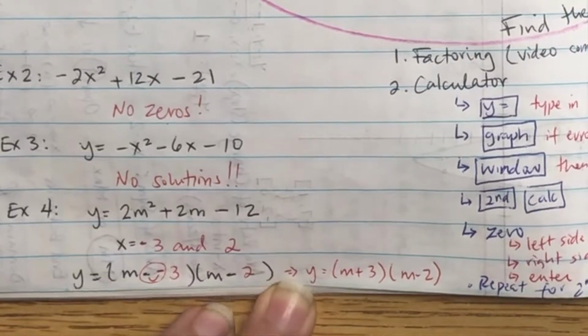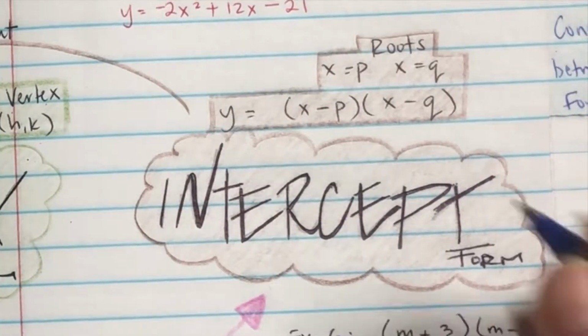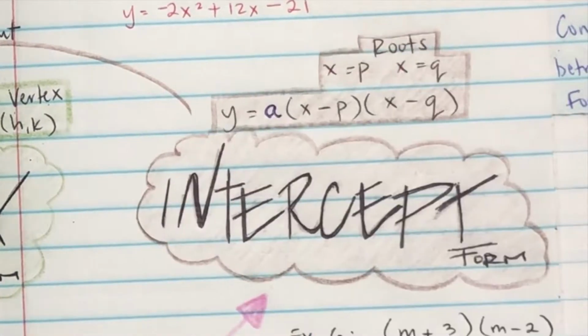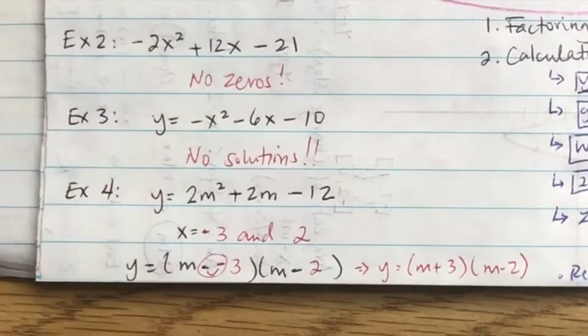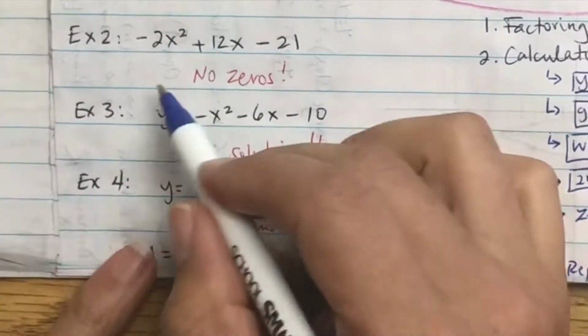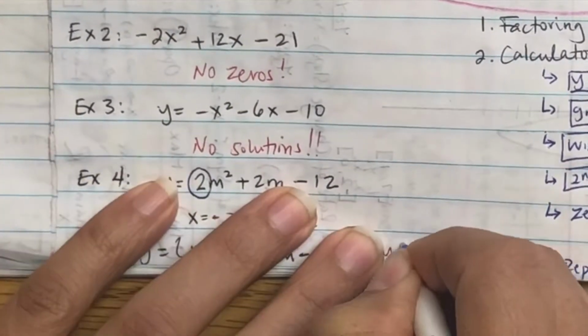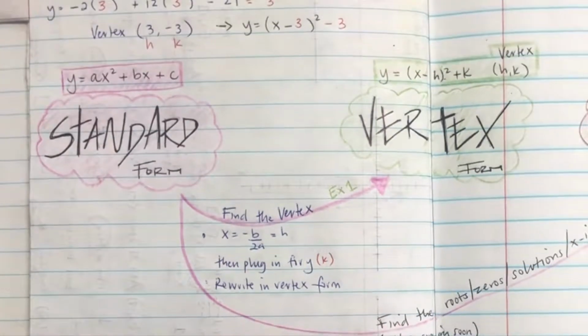Alright, and just like before, I did forget to put the a outside. There's always an a outside in all the forms. So what is my a in this situation? It is 2. It's always the one with the square. So put -2.